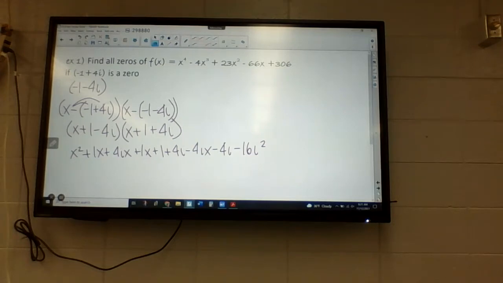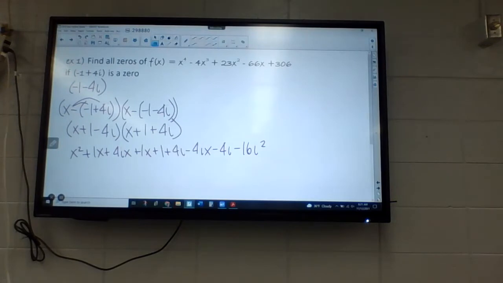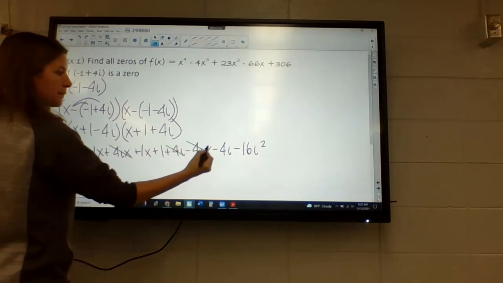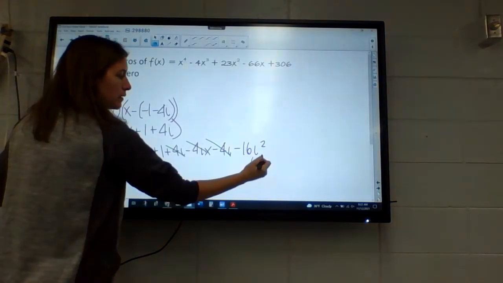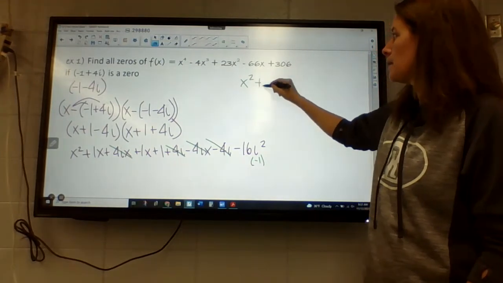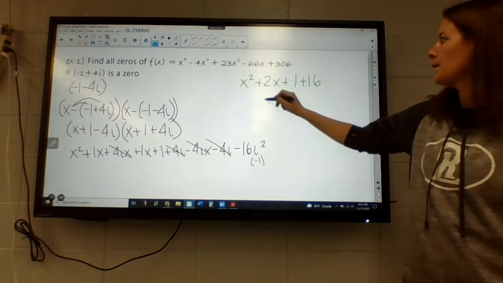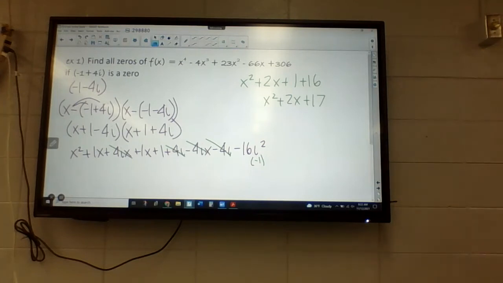You need to practice doing this so you guys get better at it. It's a little clunky at first. It gets easier as you practice it more, because a whole bunch of this will cancel. And then this i squared is going to be -1.